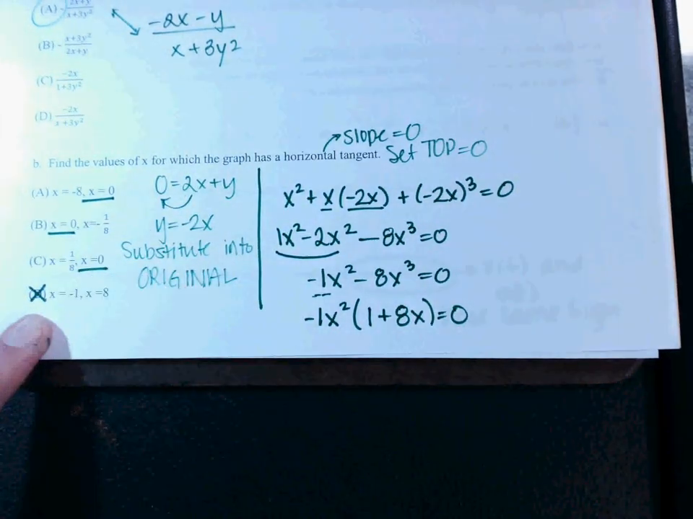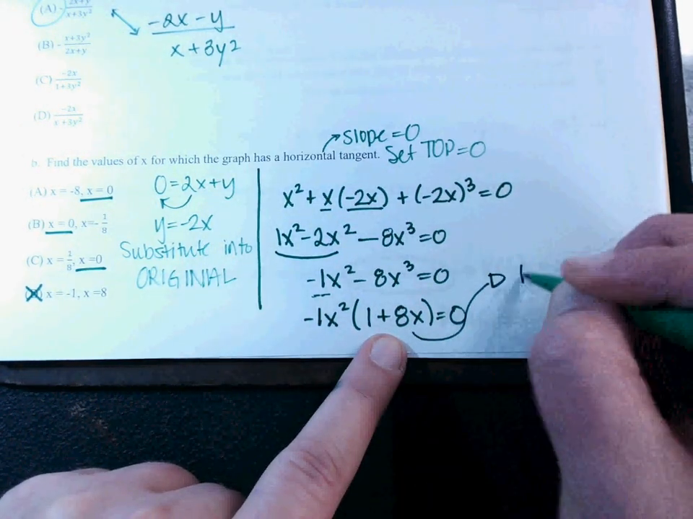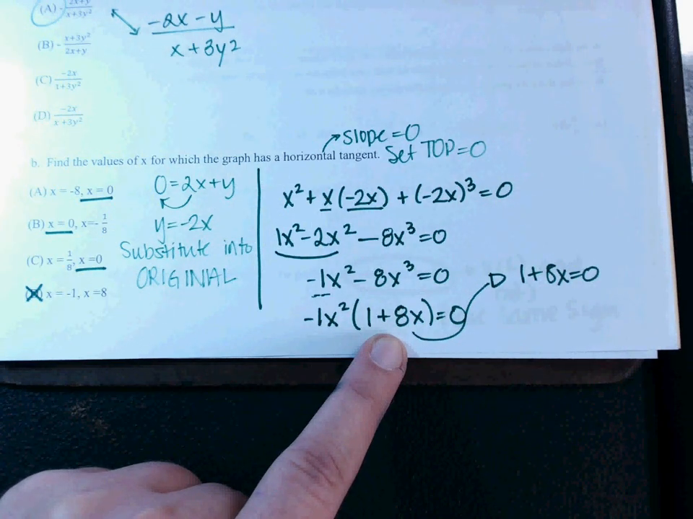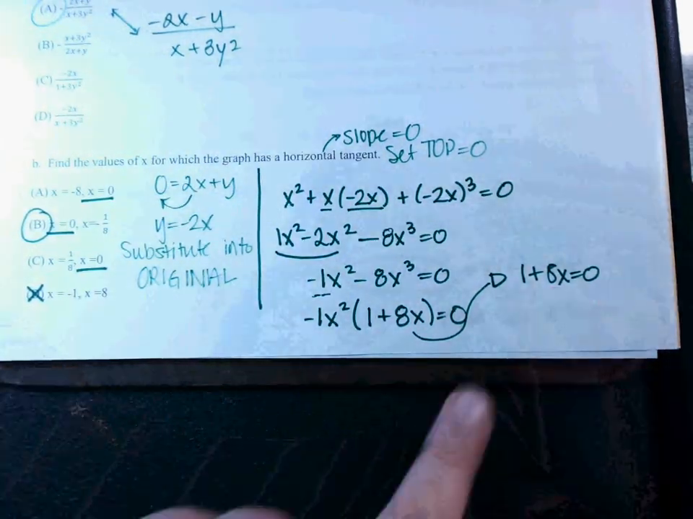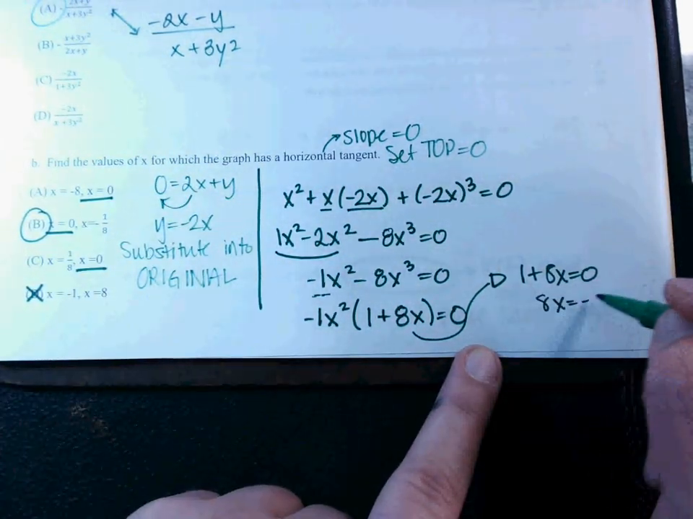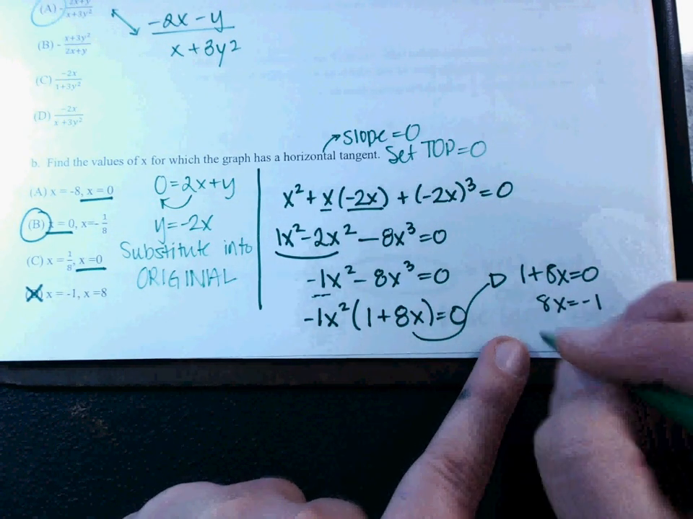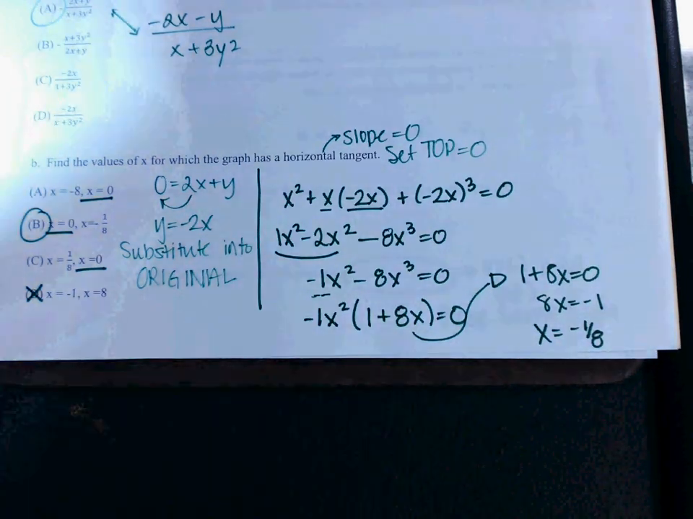So D is out. And then from there, if I let that equal 0, I would get what as my answer? Negative 1 over 8, which would be B. So I would have to subtract the 1 across and then divide by 8. So it'd be negative 1 over 8. All right, turn the page.